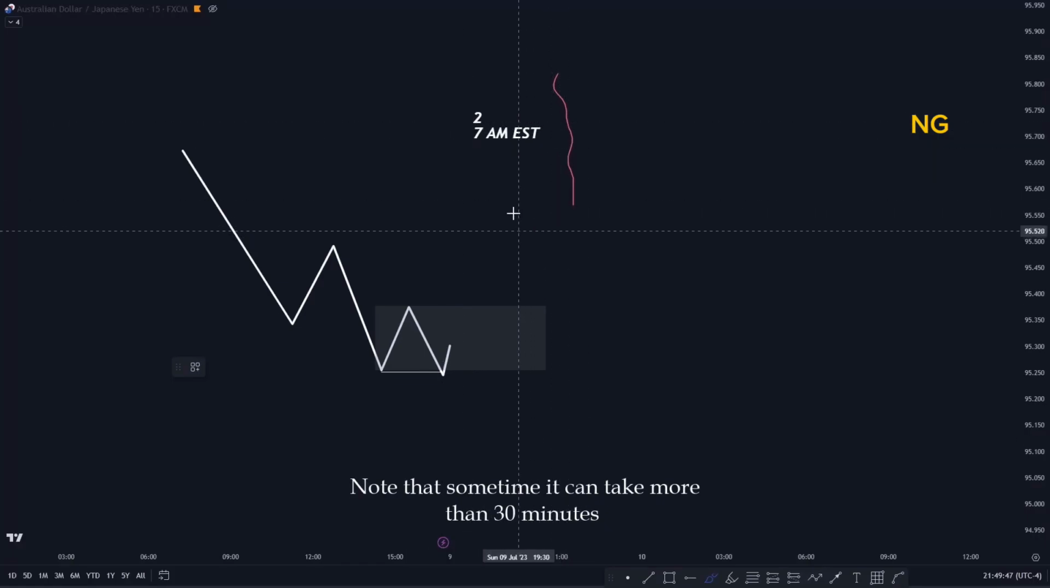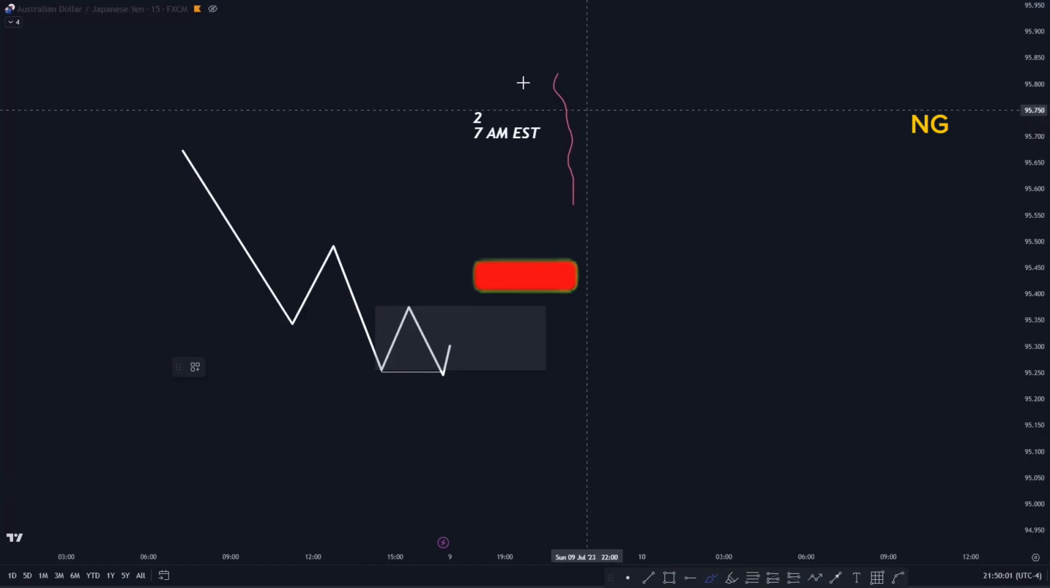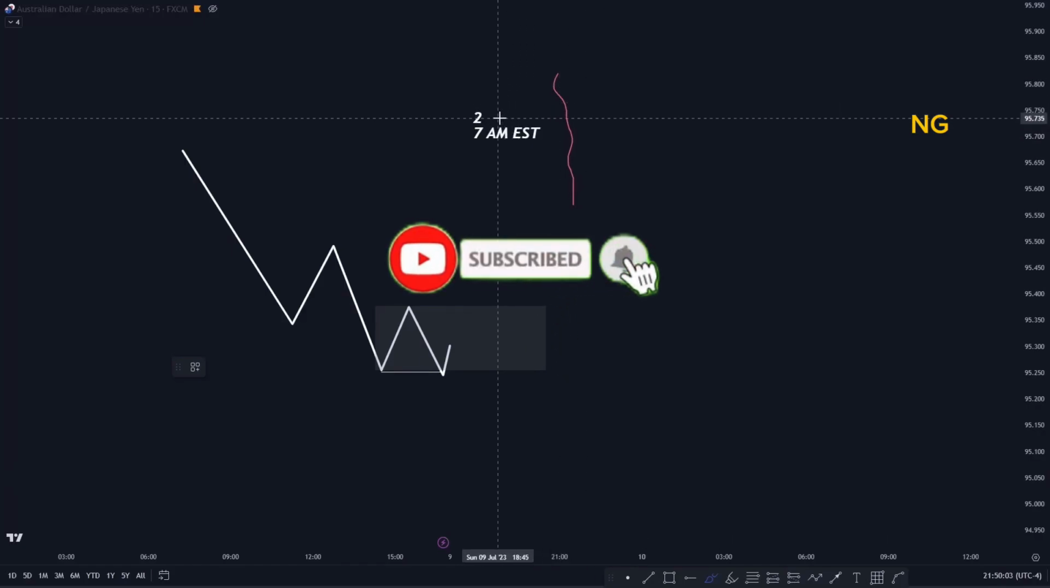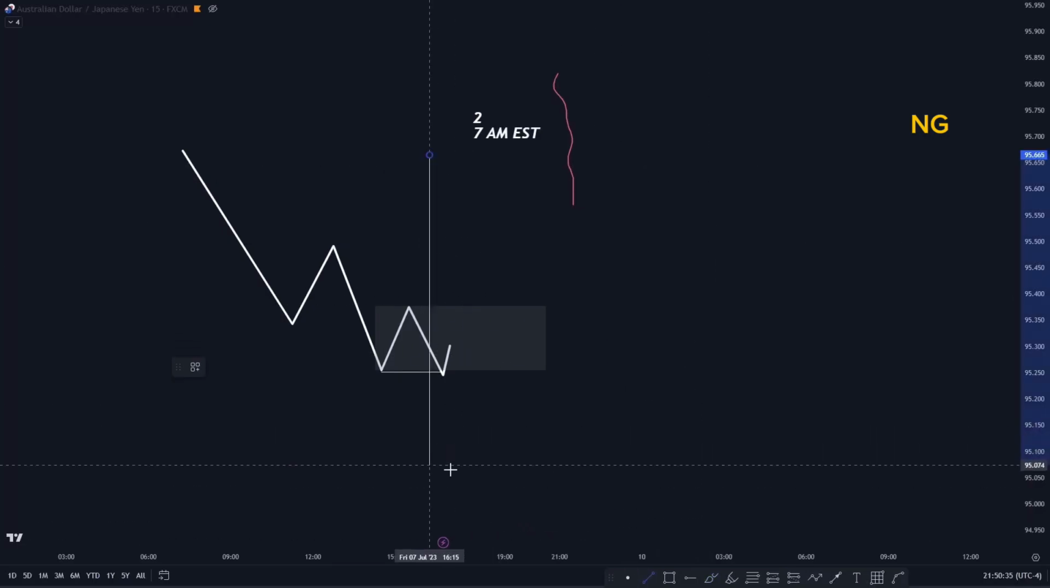However, you only want to take your setup after 2 a.m., after 7 a.m. So if the sweep happens before 2 a.m., that's okay. If the setup happens before 2 a.m., then we're not going to take it. It's okay for the sweep to happen before 2 a.m., at 2 a.m., or after 2 a.m., but we only enter the trade after 2 a.m. and after 7 a.m., okay? So let's say 7 a.m. or 2 a.m.